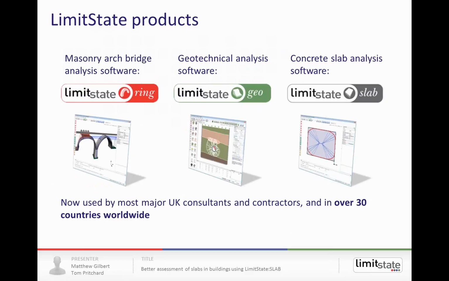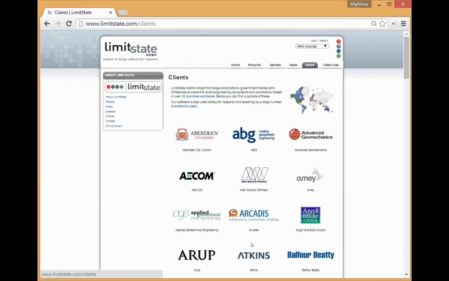There are 3 civil engineering tools available, one for masonry arch bridge analysis, that's LimitState Ring, one for geotechnical analysis, LimitState Geo, and the one of interest today is clearly LimitState SLAB for concrete slab analysis. These tools are now used quite widely around the world and also very popular in the UK. So big companies such as AECOM, Arup, Atkins, Balfour Beatty, etc. are using one or more of our software products.